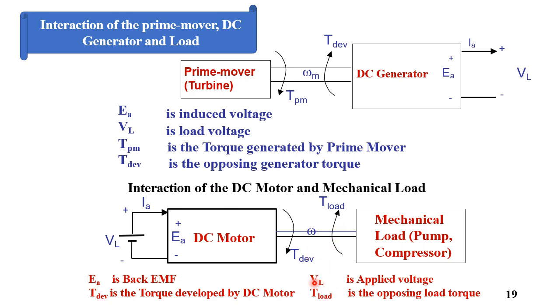For the V load is the applied voltage. The load torque is opposing load torque, and the back induced EMF EA is the back induced EMF. Torque developed is the torque developed by the DC motor.